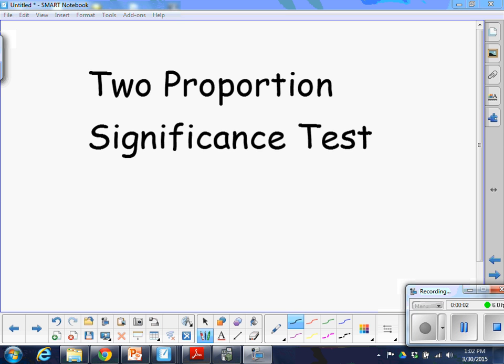Okay, this is going to be AP Statistics. In the textbook, this is going to be section 10.1 for the current textbook. We're going to be looking at a two proportion significance test. So let's get right into an example here.